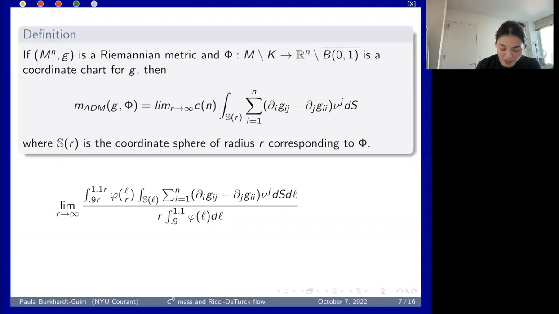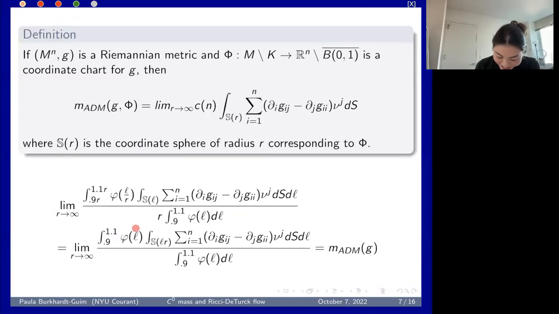And then if I wanted to let r go to infinity, I could do a change of variables. Here I've done a change of variables, so the r has moved into the radius of this coordinate sphere. The point is that if you're in a situation where you already know that the ADM mass exists, then this expression is going to converge to the ADM mass. Oh, I dropped a normalization constant. After putting back this constant, this expression is going to converge to the ADM mass.